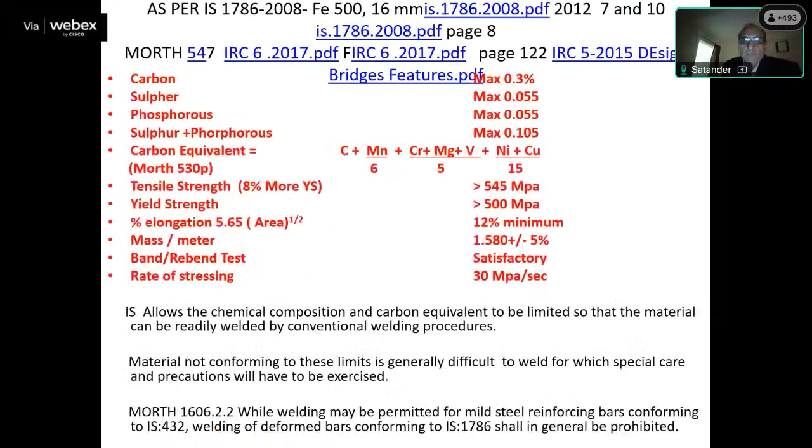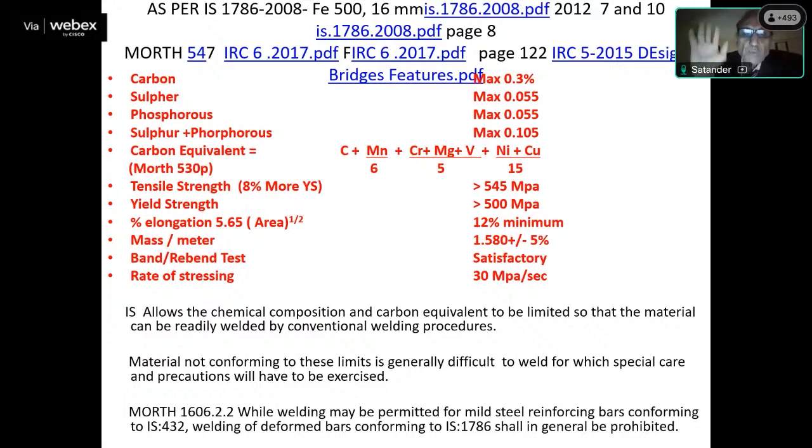These are the epoxy. Now, coming to the steel bar, IS 1786 says you cannot weld TMT bar, deform bar. But somewhere we have to, like in pile foundation. If you are joining two steel bars, you have to give a lap. The lap will not work, so you do welding of the two bars.